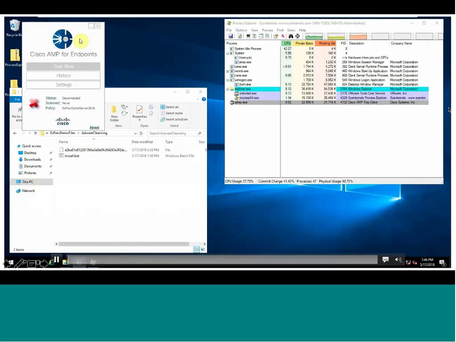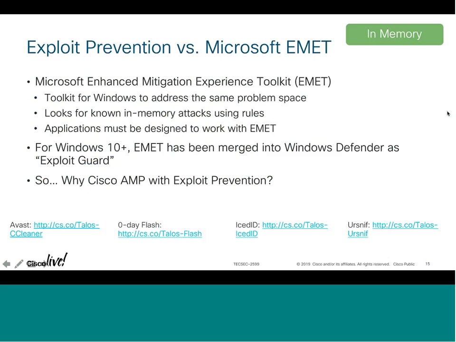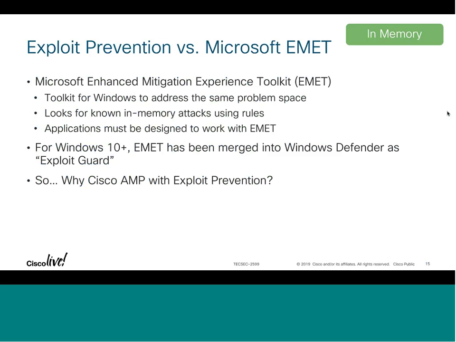So that's where we stopped, basically on the part where we have discussed the in-field findings, and these are some really good stories to tell our customers. The next part that we have here is comparison of exploit prevention with Microsoft EMET. For those of you who are not familiar with EMET, it's basically a toolkit that Microsoft provides, and until version 10, it provided as a standalone package that has a number of rules that look for known in-memory attacks. So essentially, this kind of component is trying to address the same problem space for us.